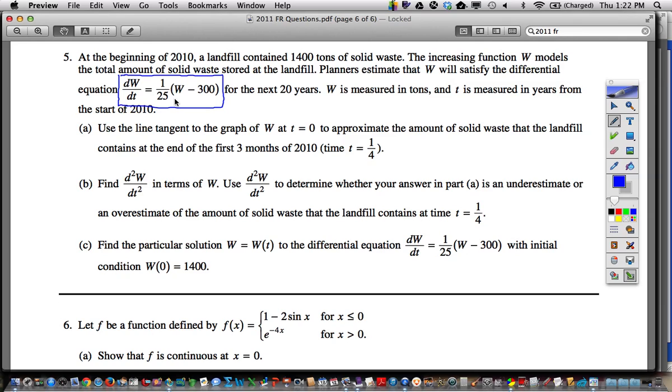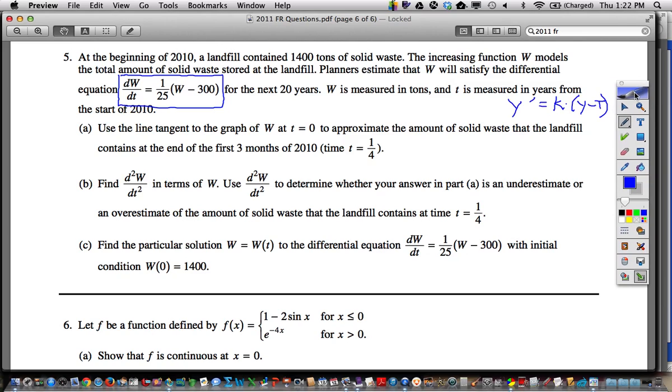Isn't it Newton's law of cooling? I mean, look back at your notes here. Newton's law of cooling was y prime equals k times (y minus big T). Now, this clearly is not a cooling problem, but it doesn't have to be a cooling problem. T is just a constant. K is a constant. Y has to match the y prime here. Well, look what you got. You got W prime. You got your K. You got W minus some constant. This is Newton's law of cooling.